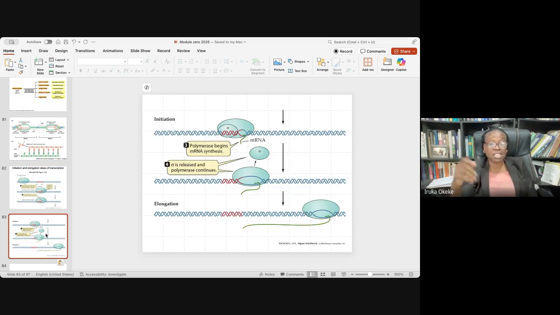And once transcription starts, actually sigma is not needed anymore. Sigma can leave, which it often does because sigma is often in short supply in the cell. So alpha and beta, they're floating around ready to transcribe anything. And then sigma is determining how much transcription is being done, because it is sigma that recruits, it's almost like the agent, it recruits the other subunits to do the transcription.